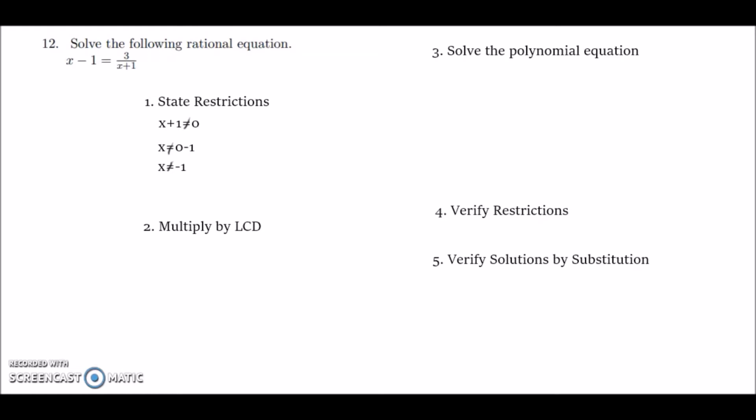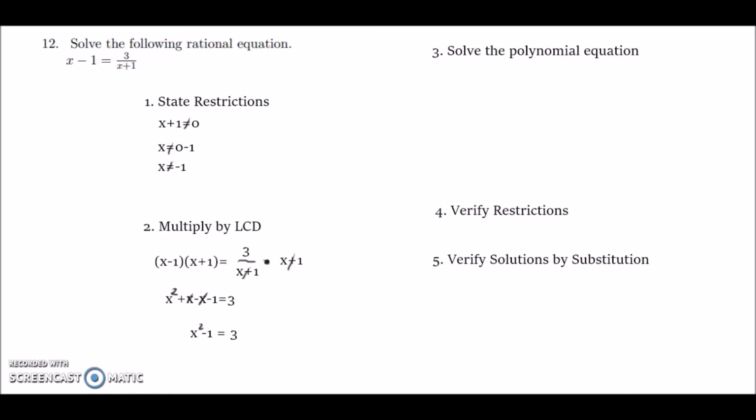Now we need to multiply everything by the lowest common denominator in order to set this up as a polynomial equation, which will make it easy to solve. So the left side becomes x minus 1 by x plus 1, and the right side will contain the original fraction multiplied by x plus 1. The x plus 1's cancel, and we expand the left side. The plus x and minus x cancel, so we're just left with x squared minus 1 is equal to 3.